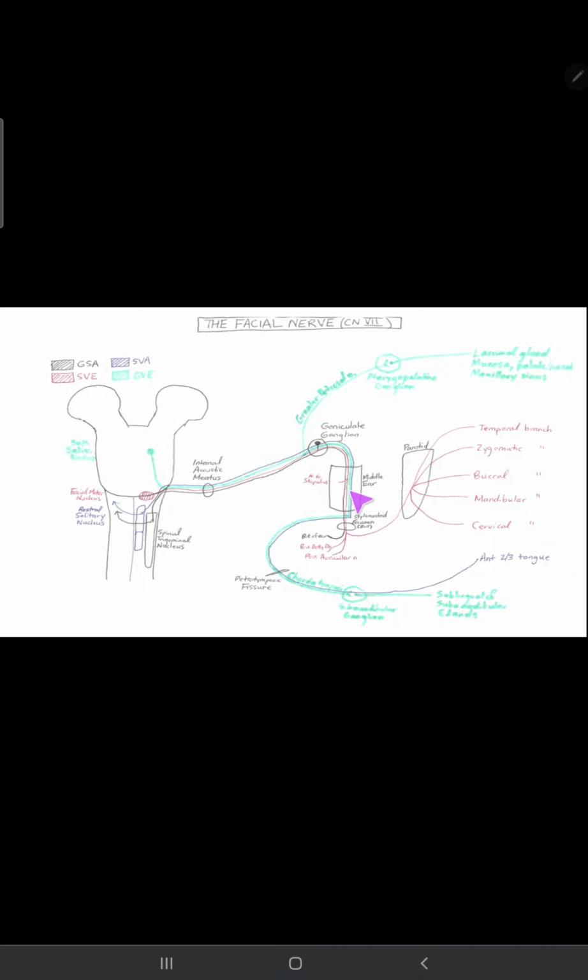The course runs out of the temporal bone and gives a branch to the posterior auricular nerve and the posterior belly of digastric. Now it runs forwards into the parotid gland. It divides into two lobes and gives 5 terminal branches. They are temporal, zygomatic, buccal, mandibular and cervical branches. So this is the course of the facial nerve.